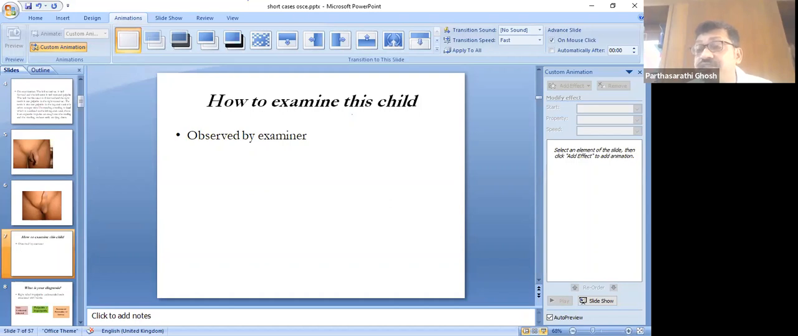There may be three situations. In one situation, you will not be able to bring the testis into the scrotum. In other situations, you may be able to bring the testis into the scrotum. But if the testis retracts back into the inguinal canal without any cremasteric reflex, then it is retracted.